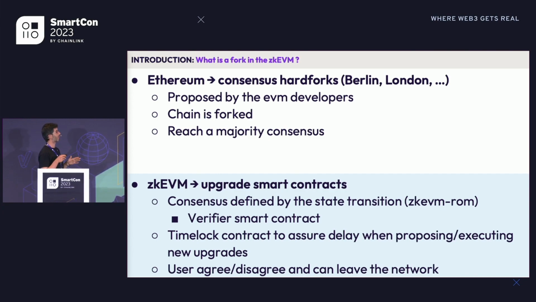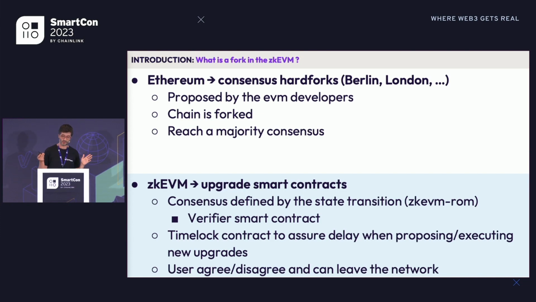This is regarding Ethereum, but what happens in the zkEVM? In the zkEVM, it's basically an upgrade of the smart contracts. We have a definition of what we call the state transition. So you have some transactions and the state root, and when you process the transactions, you have an output state root. This is the state transition. And what assures you in the smart contract that this state transition is valid? Well, it's the verifier. If you upgrade the verifier, it means that you are upgrading the zkEVM. It means that you are kind of forking, because the state transition function will be different, in fact.